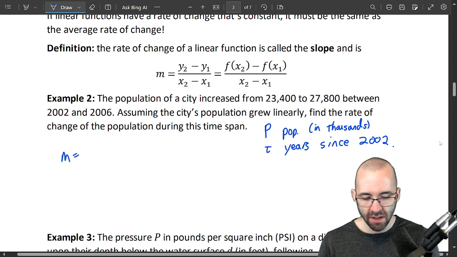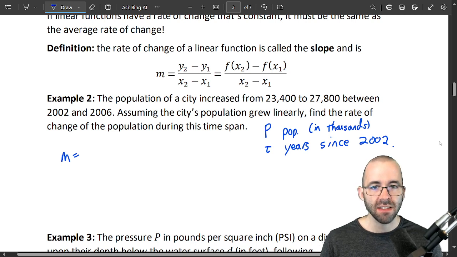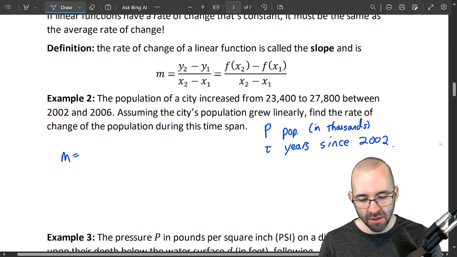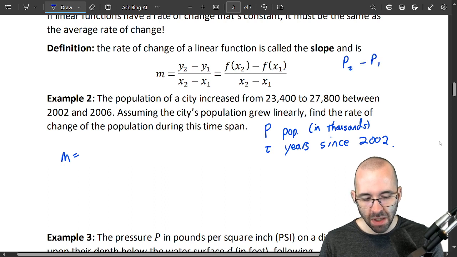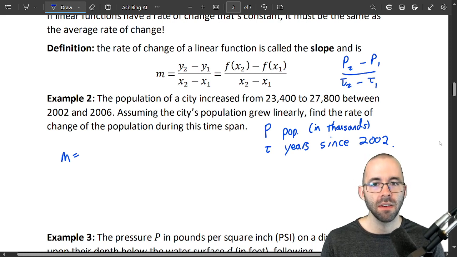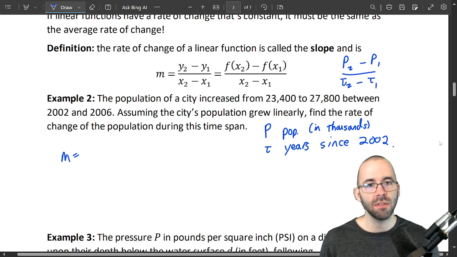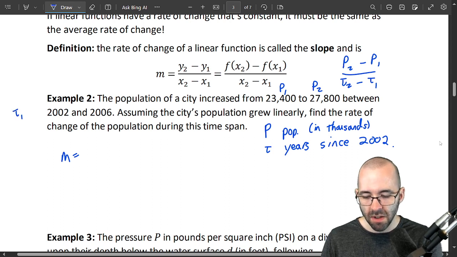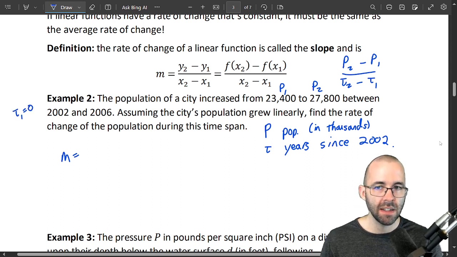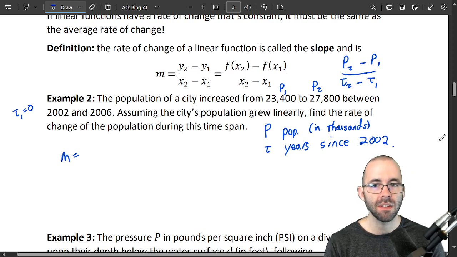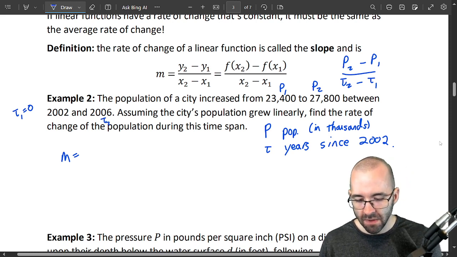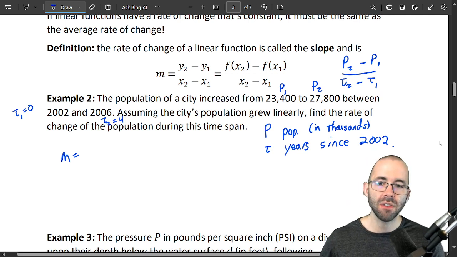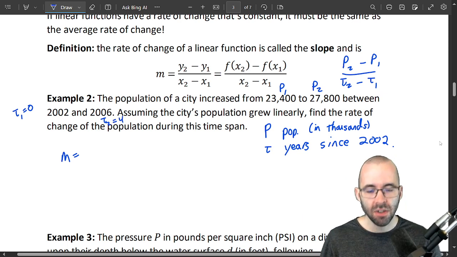So the slope then, well, we don't have y's and x's anymore. This function becomes P2 minus P1, the outputs, divided by T2 minus T1. If we change the letters, then the formula changes accordingly. So this is our first population. This is our second population. Our first time is actually 0. 2002 is 0 years since 2002. And our second time is 4 years after 2002.